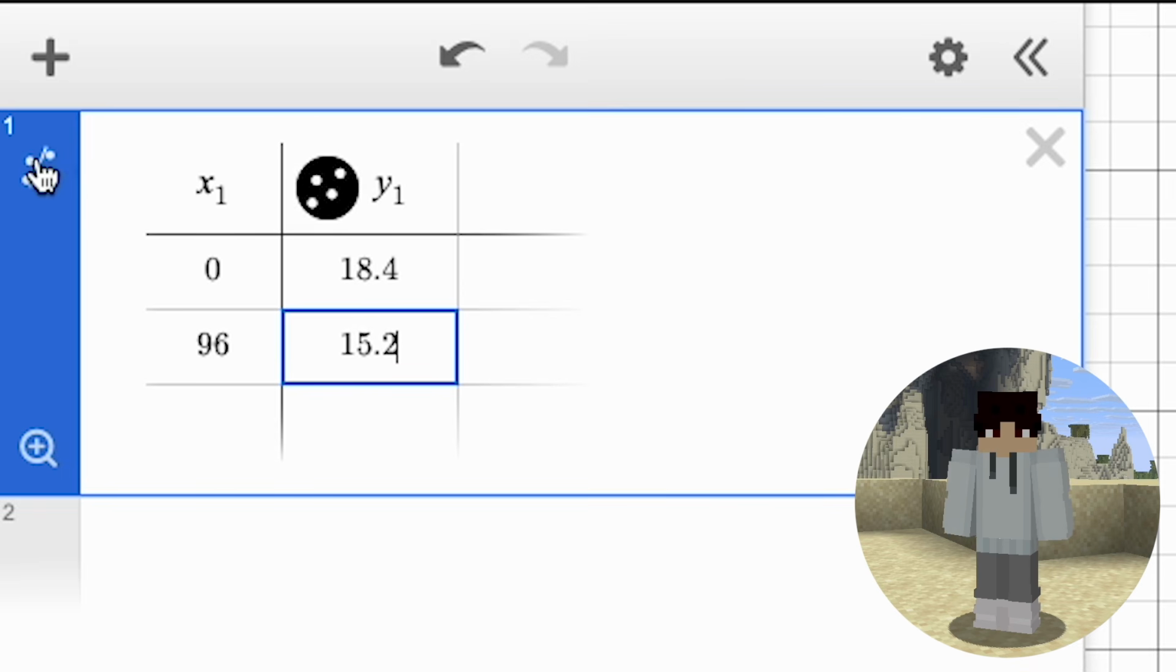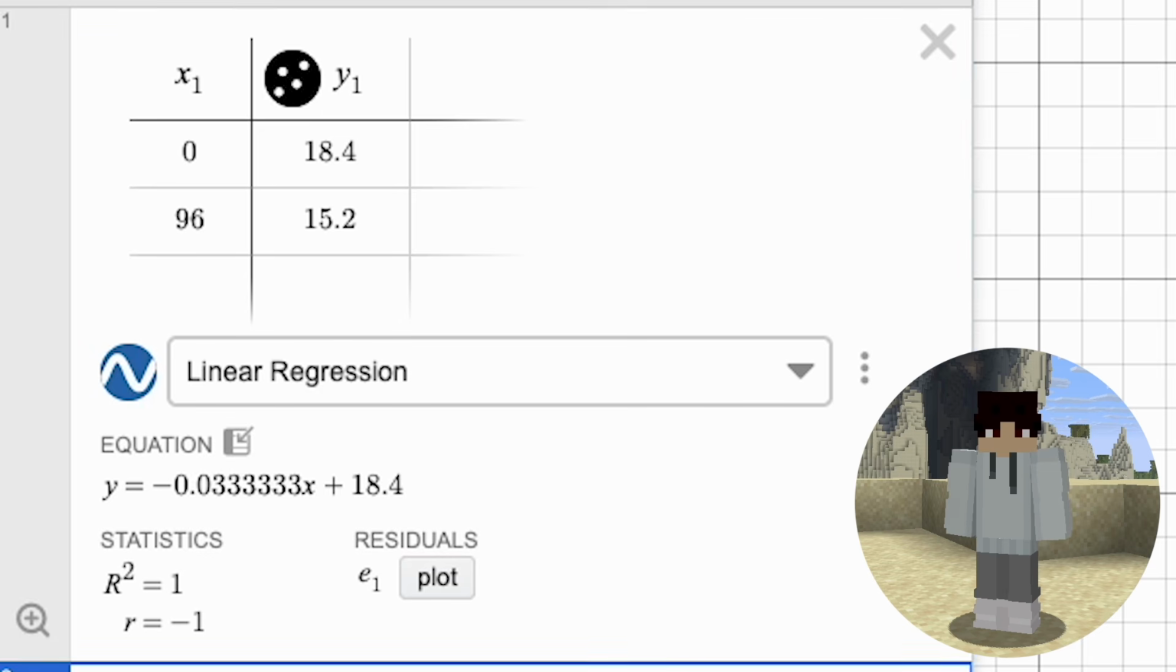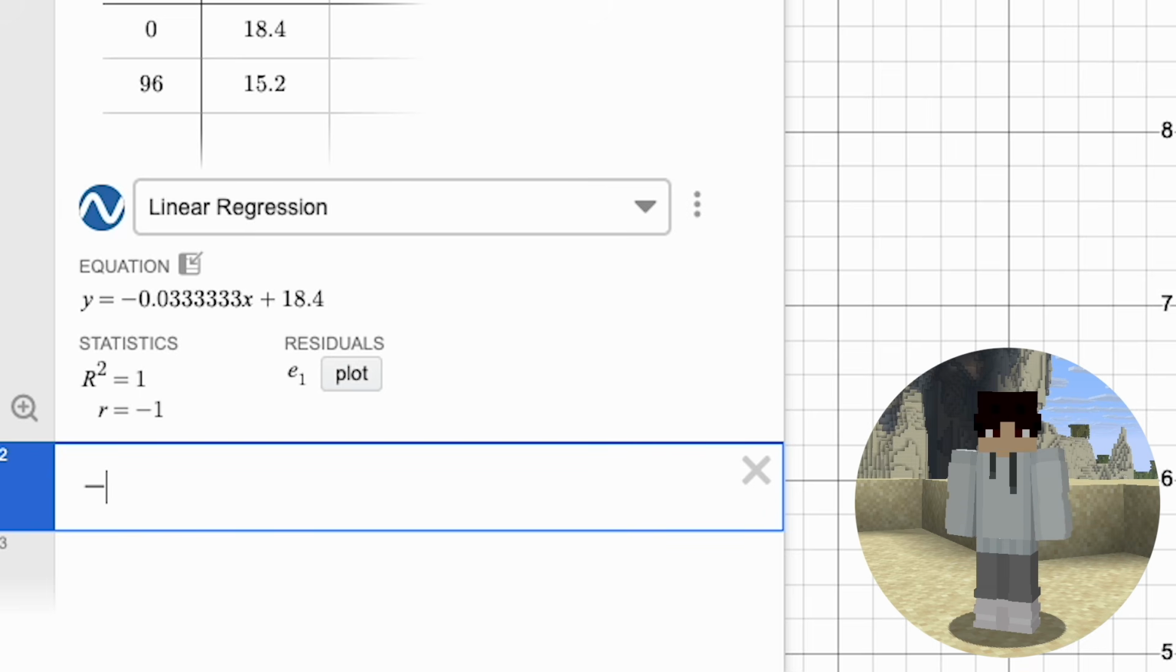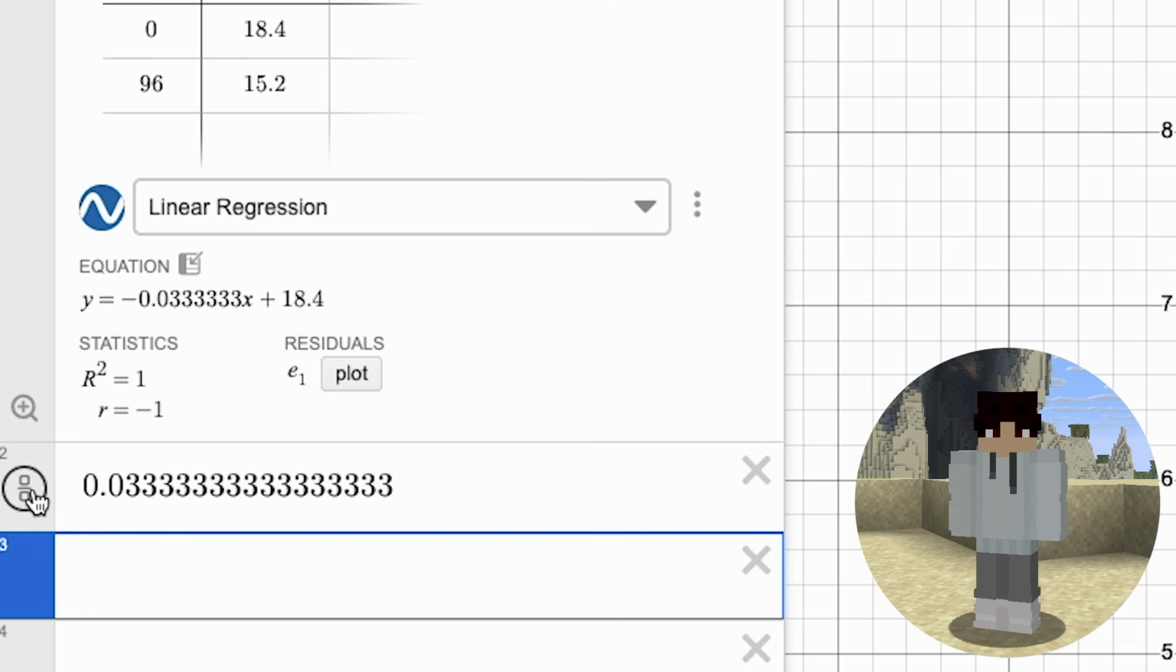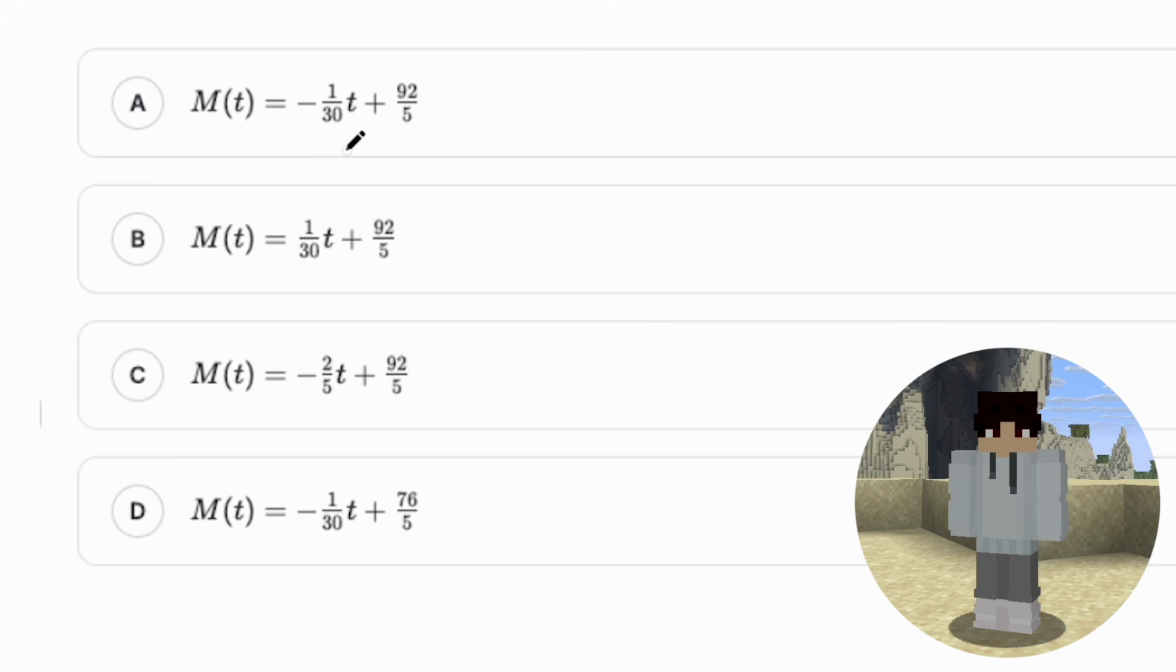And then we can go ahead and click here, and it gives me an equation for this, negative 0.0333 x plus 18.4. Now, unfortunately, we get given fractions for all these, so I can just go here and say negative 0.033333, and then we find out that, and then click on this, and it gives me 1 over 30. Okay, so this part has to be 1 over 30 and has to be negative as well. So it can't be this, and it can't be that.